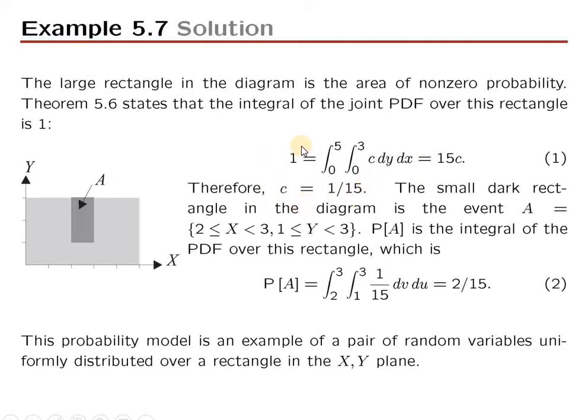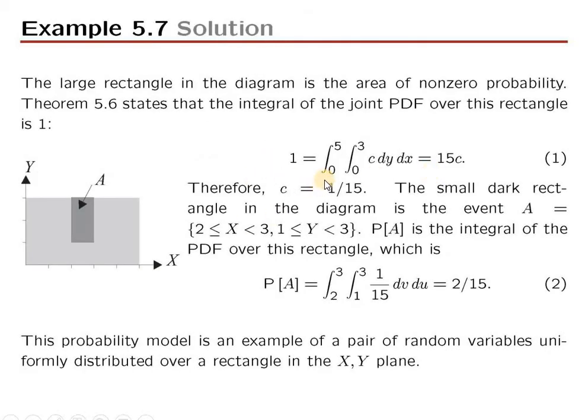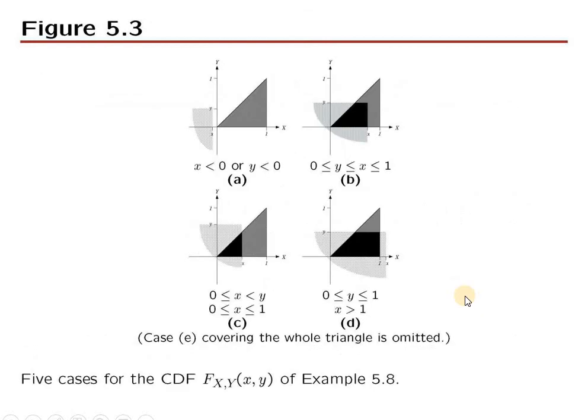Now the next question is to calculate the probability of event B, and B is defined between 2, 3 and 1 and 3. Okay. Now how you do that is very simple. You use the same formula. Now use 2 to 3 and put in the value of c. You calculate the probability, that becomes 2 by 5.